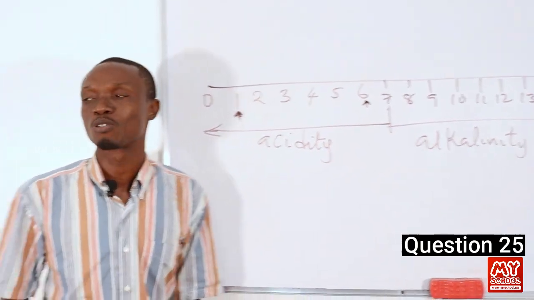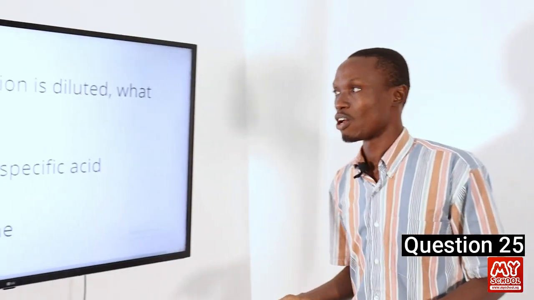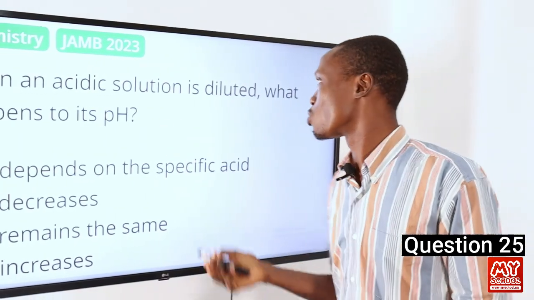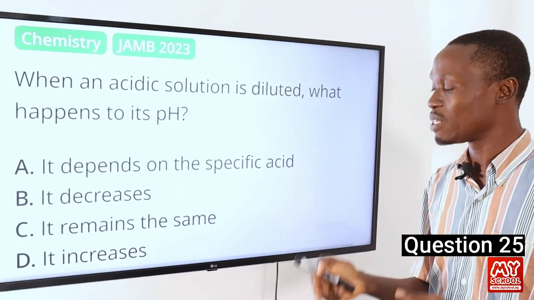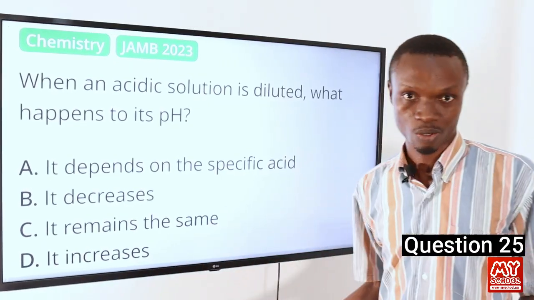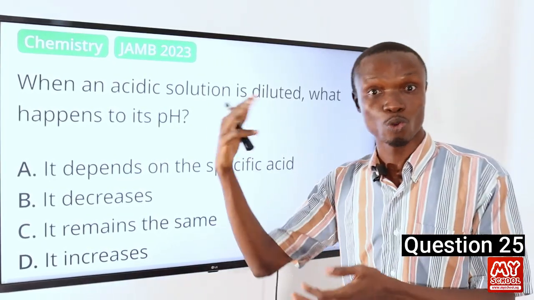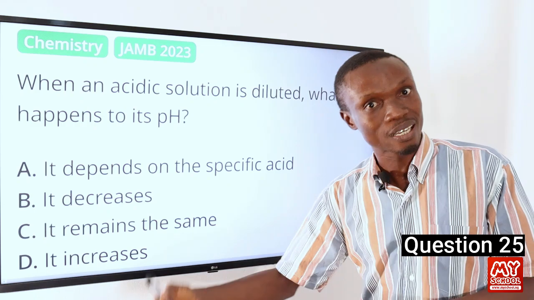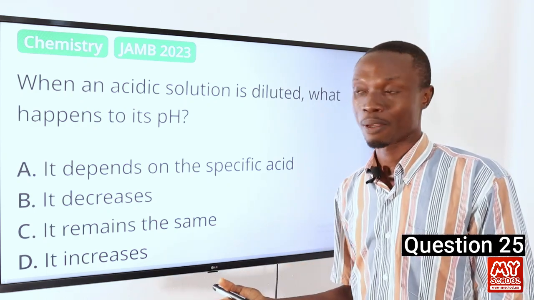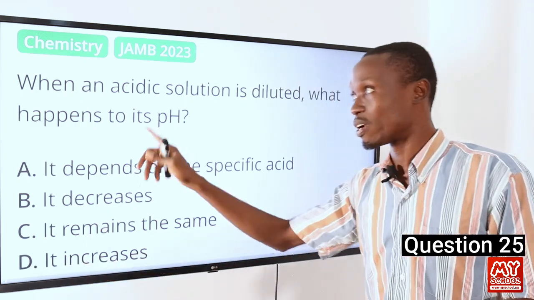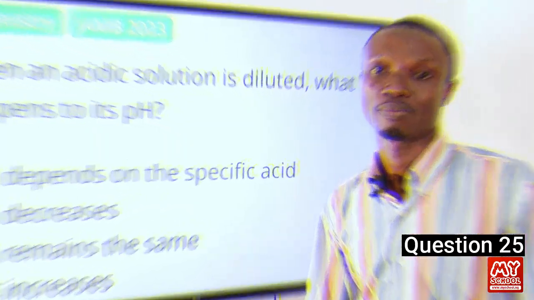So let's move over to the screen to pick the correct answer. When an acidic solution is diluted, the pH will increase. Okay, because the higher the pH of a solution, the less acidic that solution is. So that is why D is the correct option to this question.